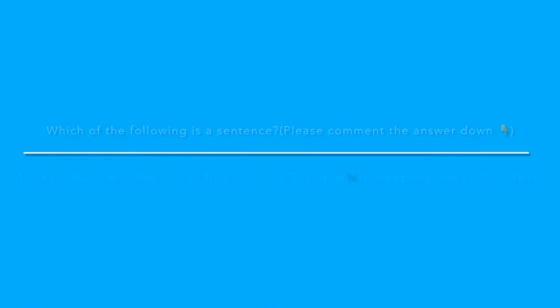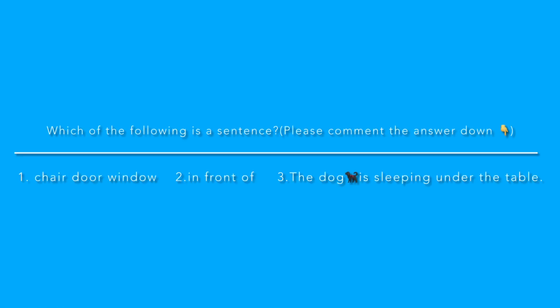Before we wind up, I would like to give you an assignment. Which of the following is a sentence? Please comment the answer down below. 1 is chair, door, and window. 2 is in a hurry, and 3 is the dog is sleeping under the table.